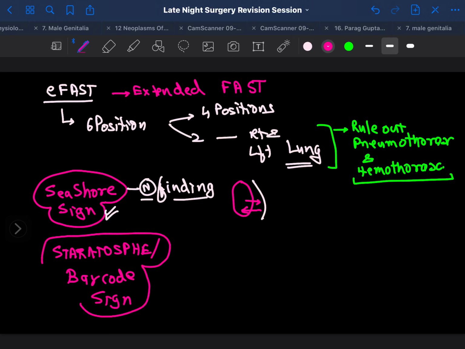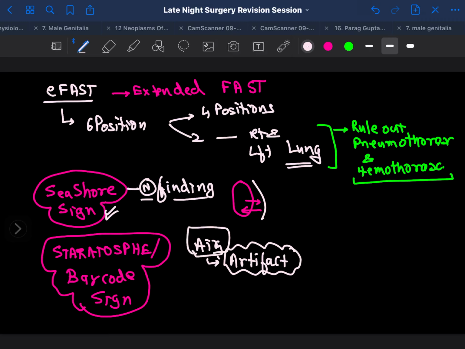Okay, so there we'll get a stratosphere or a barcode sign. Now what you need to understand regarding the stratosphere and the barcode sign is that air acts as an artifact. Okay, air basically acts as an artifact.